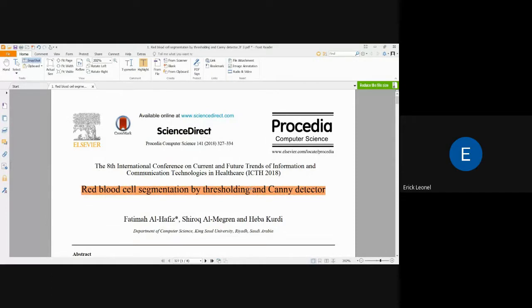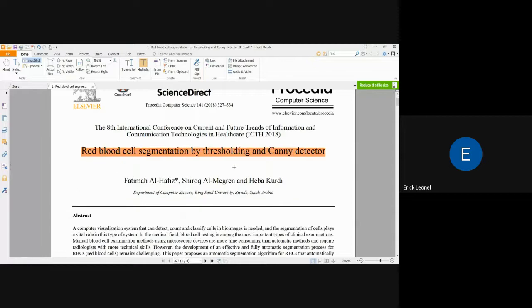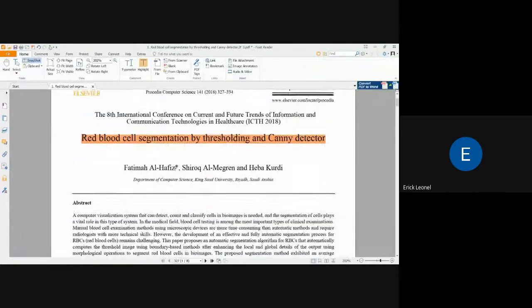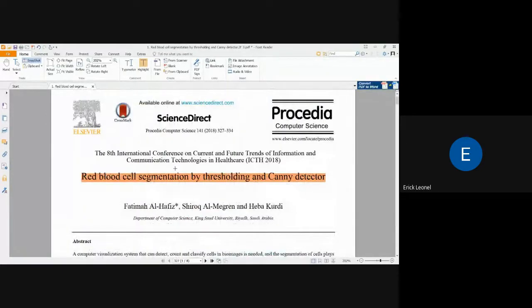Well, good morning, everyone. Today I'm going to talk about red blood cell segmentation by thresholding and Canny detector. This article proposes an automatic segmentation algorithm for red blood cells that computes the threshold image using boundary-based methods after enhancing the local and global detail using morphological operations to simulate red blood cells in bioimages.